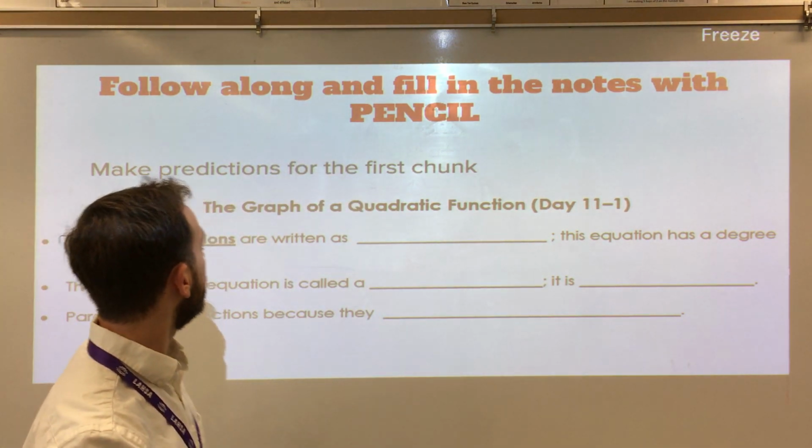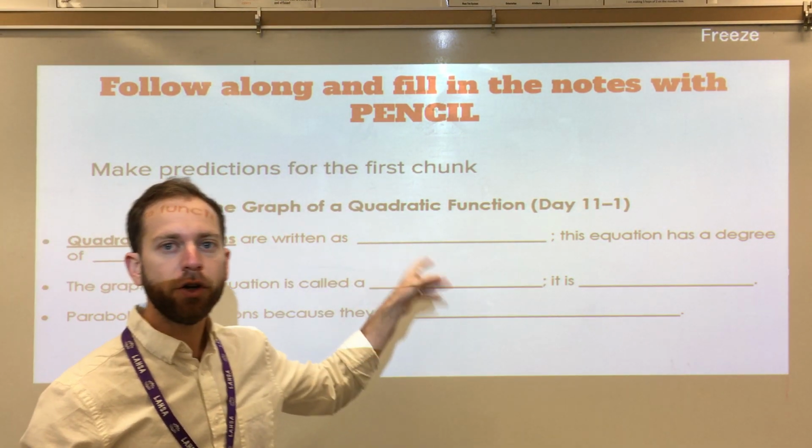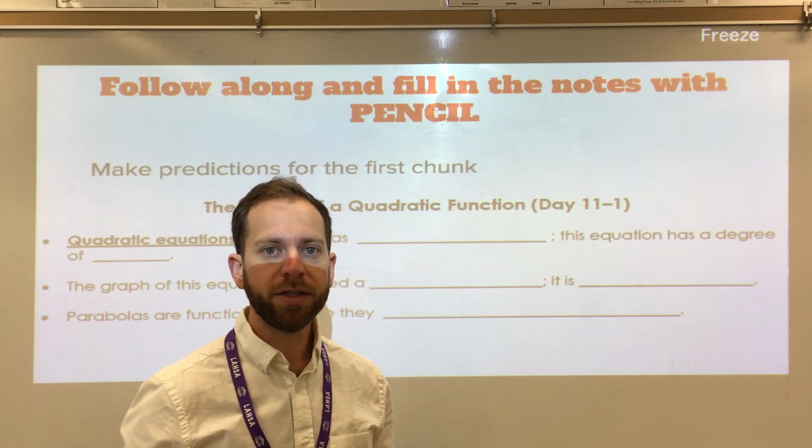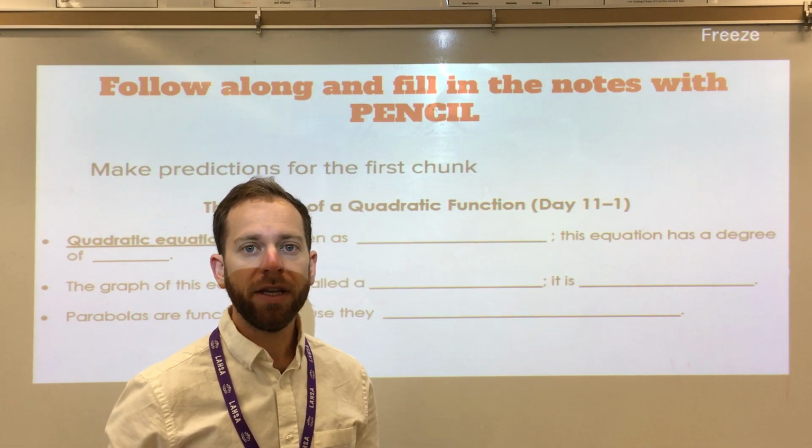Today we're going to talk about the graph of quadratic functions, specifically finding the vertex and the roots, both graphically and algebraically.